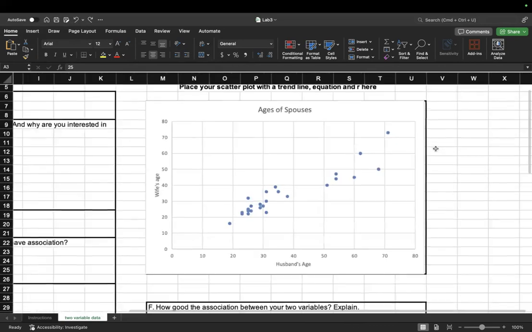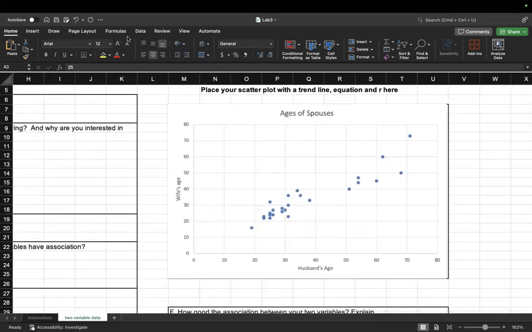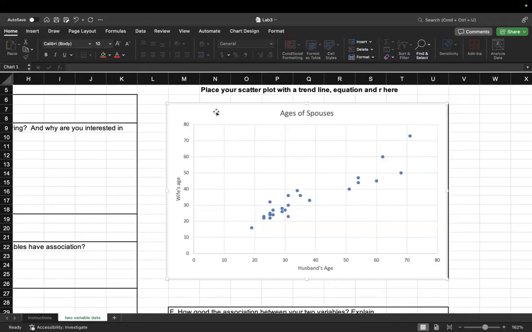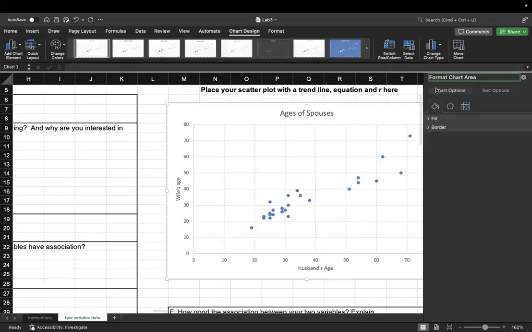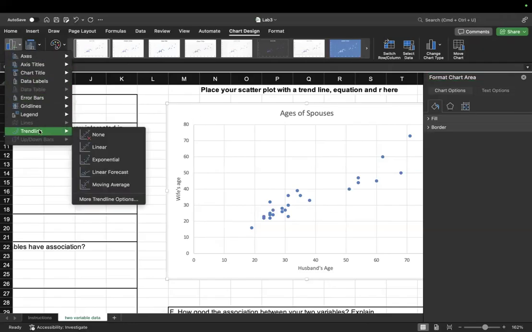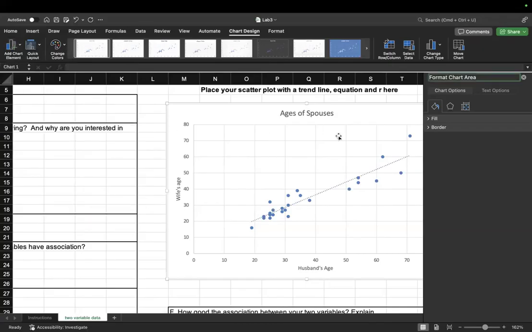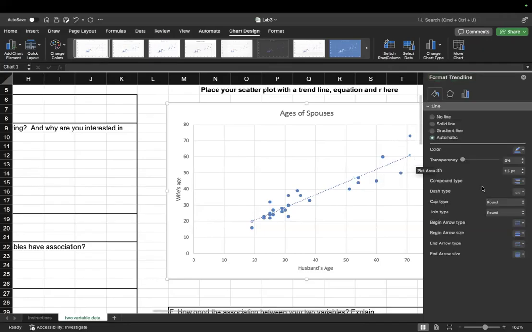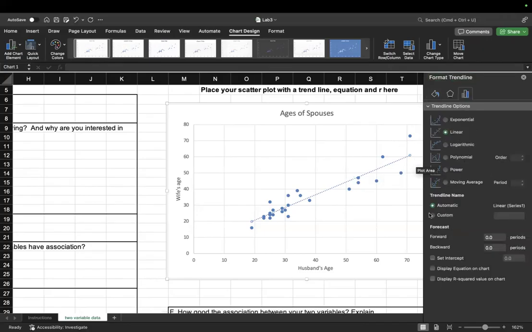Okay. I'm going to come back here. The next thing I want to add is a trend line. So add chart element, go down here to trend line, and I want linear. What I also need on my trend line is to display the equation on the chart and display the R squared value.